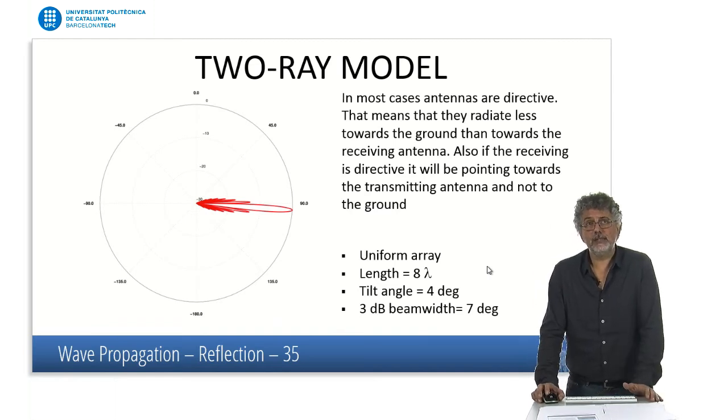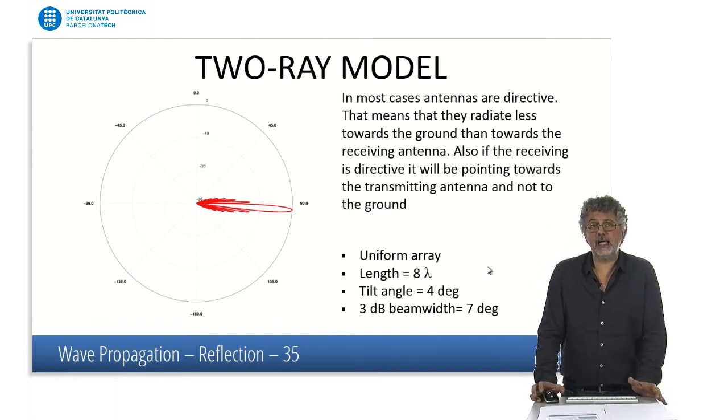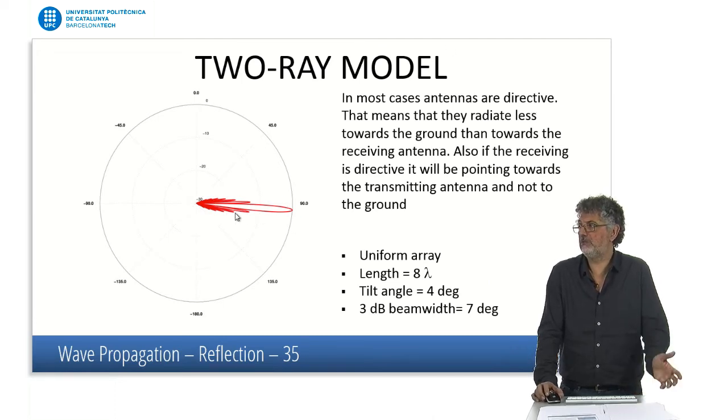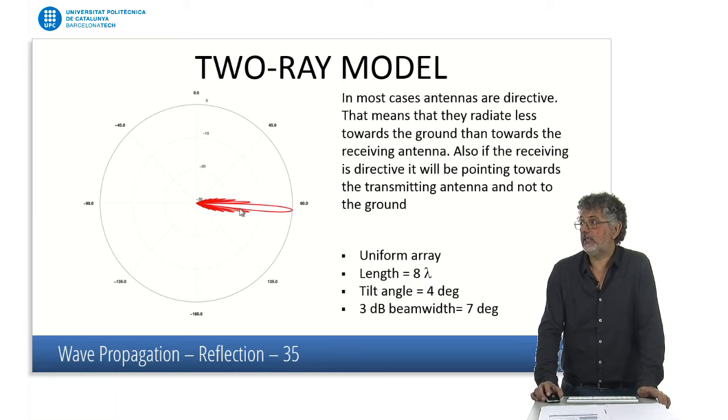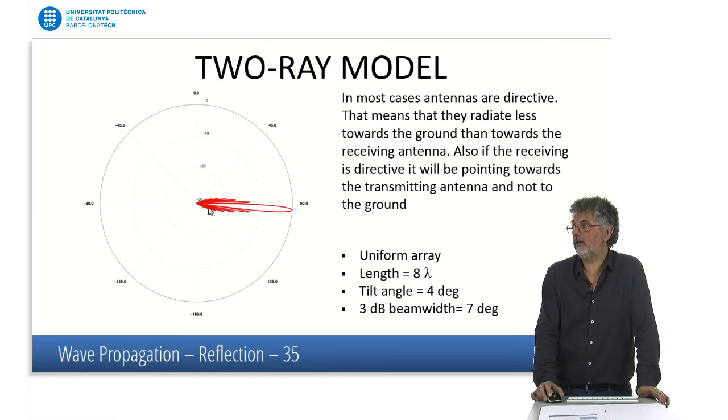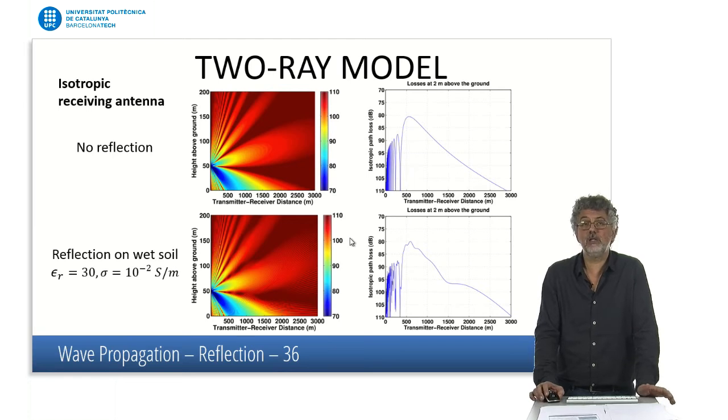Now, up to what point is this two-ray model exact? Probably the largest thing that deviates from reality is that in most applications we use directive antennas. That is, the antenna has a certain radiation pattern. For instance, something like this. This is the radiation pattern corresponding to a uniform array with 8 wavelengths of length and with a certain tilt angle. So the antenna is not pointing to the horizon, but pointing downwards a little bit. What that means is that the radiation of the antenna towards the ground is much smaller than towards the receiving antenna. So in practice, the situation is a little bit different.